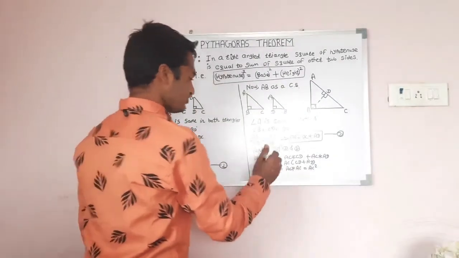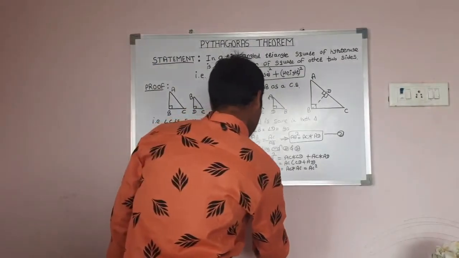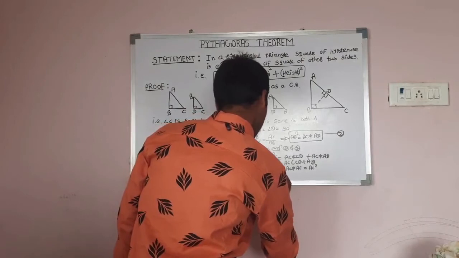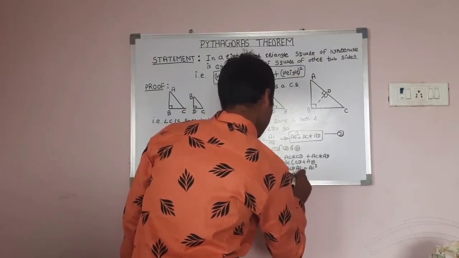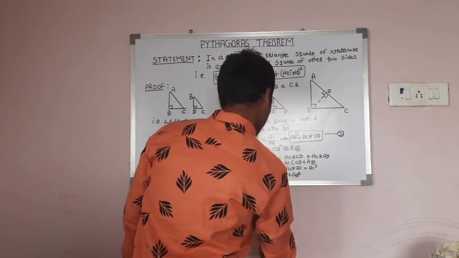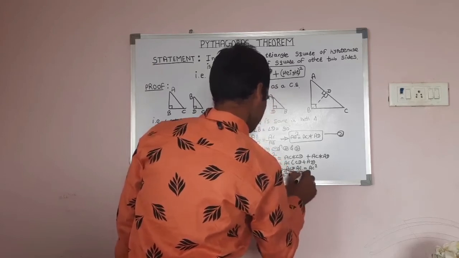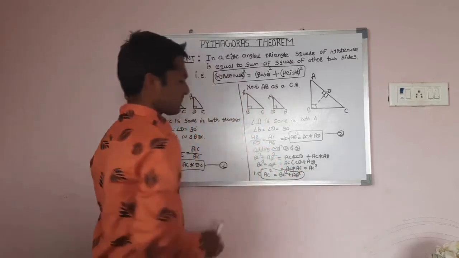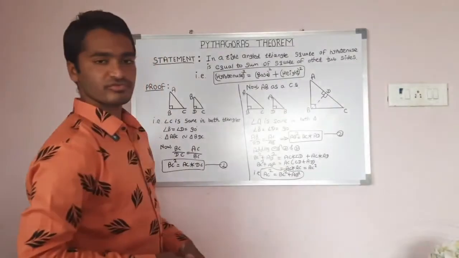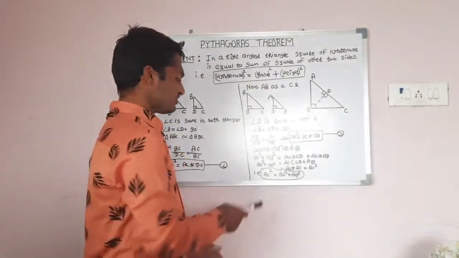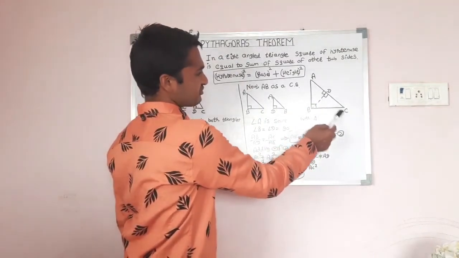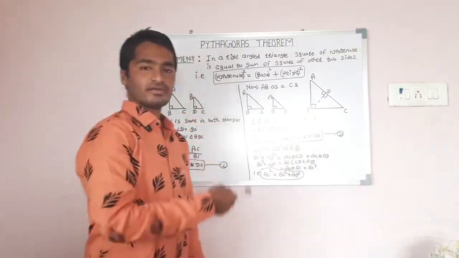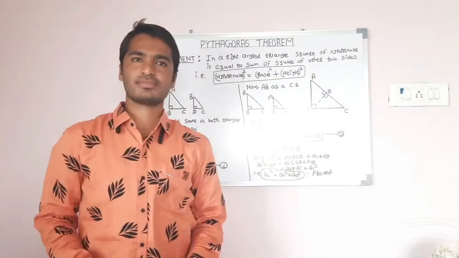Now we will rearrange this. That is, AC square is equals to BC square plus AB square. This is the final proof of the hypotenuse theorem, which is AC square is equal to BC square plus AB square, where AC is hypotenuse, BC is base and AB is the height. Now in this way we have proved the Pythagoras theorem.